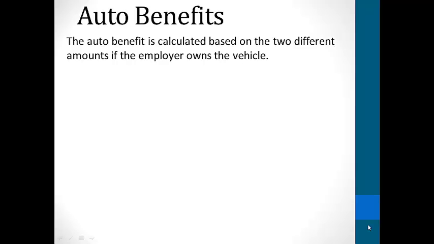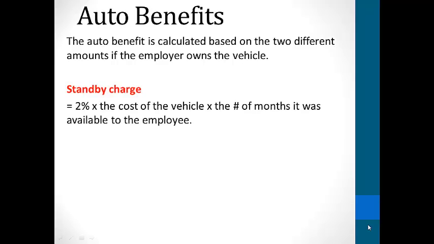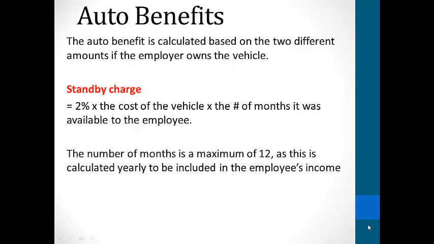So we're going to go through the calculation of the auto benefit. There's two different parts to the auto benefit. The first of which is a standby charge. Now this standby charge is calculated on 2% of the cost of the vehicle times the number of months it's available to the employee. The number of months is always going to be a maximum of 12, as this calculation is going to be done every year.